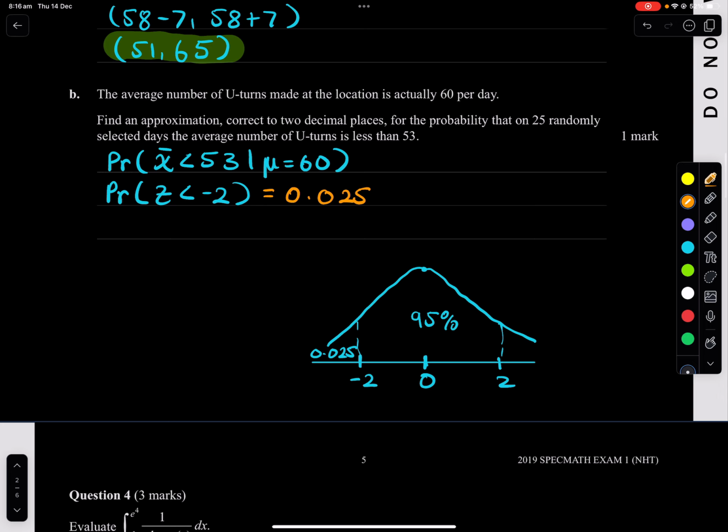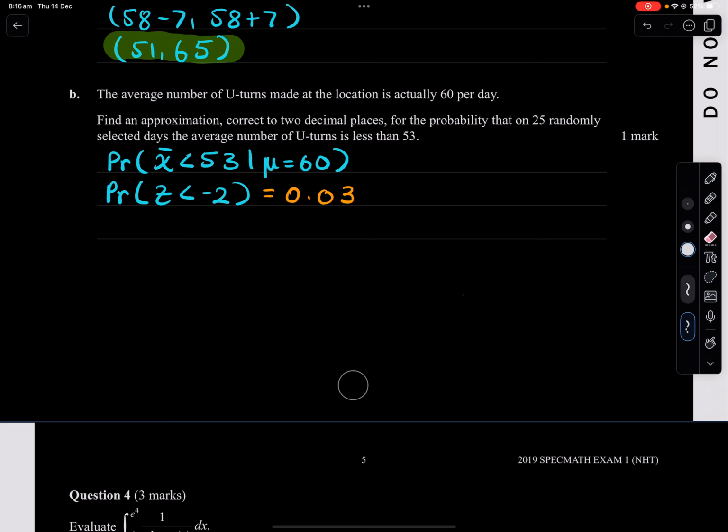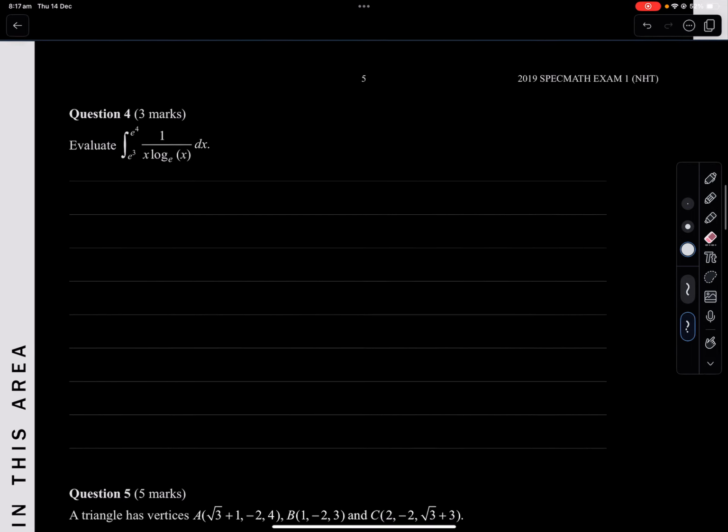0.025. Let's look at the question. What do they say? Correct to 2 decimal places. So 0.03. And that's it. That's your probability. Done. Easy. Nice.